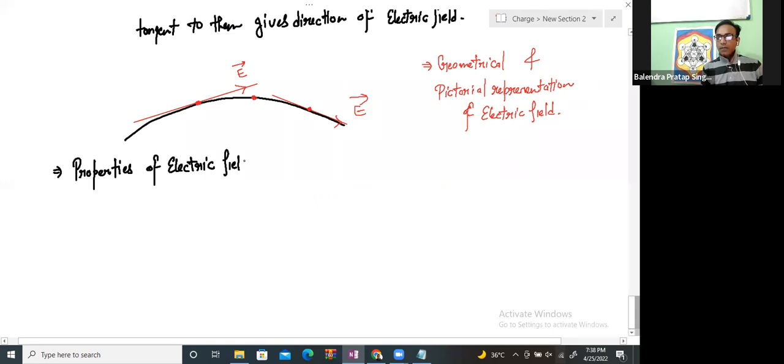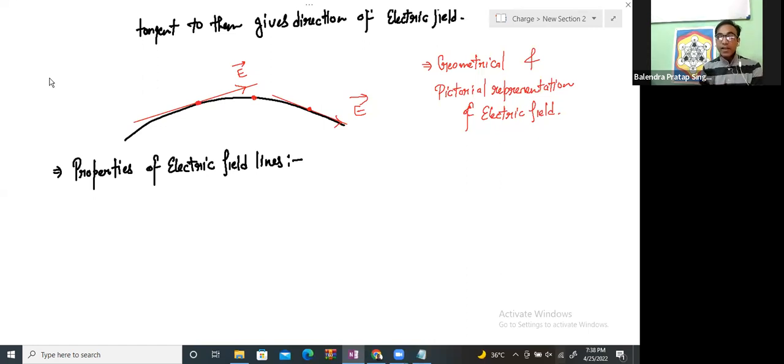Electric field lines. Now I'm going to tell you one more important thing: the concept of electric field lines is purely hypothetical. If you consider a charge plus q, no experiment has ever been done that verifies the electric field around a positive q charge. This is a hypothetical concept. Due to this hypothetical concept, we get a clear idea of electric field.